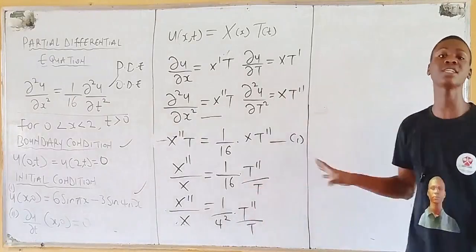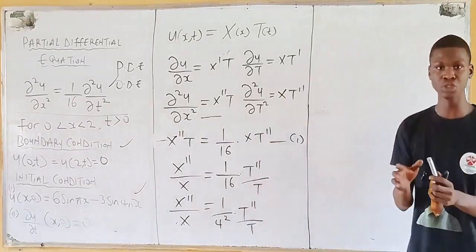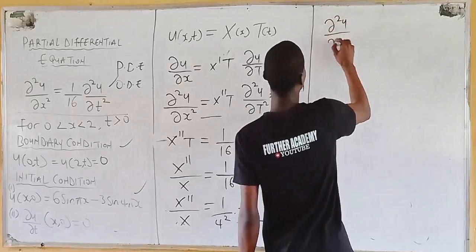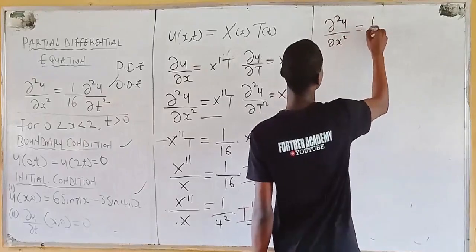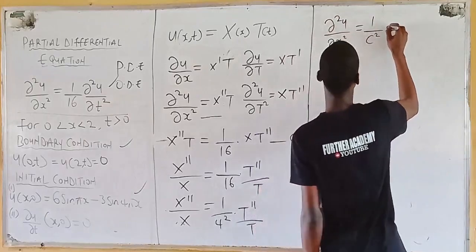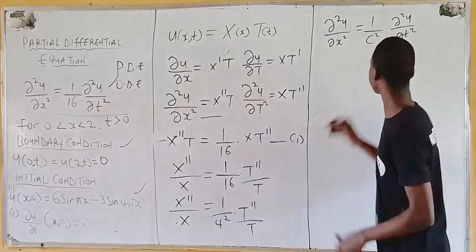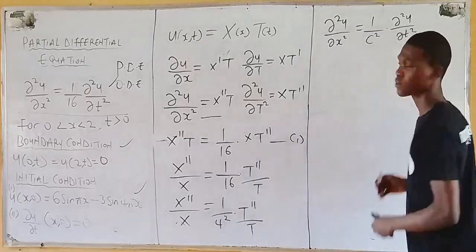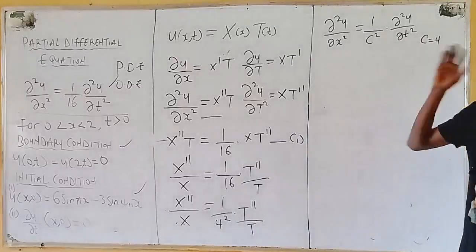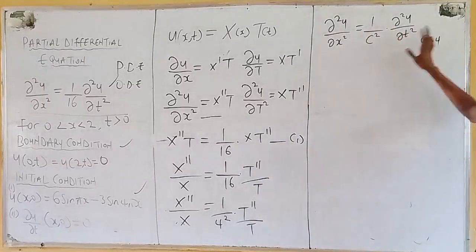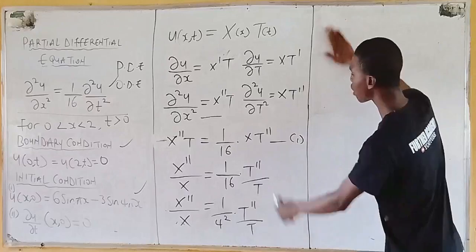We related it to the standard wave equation. Because we've said that the second derivative of u with respect to x squared is equal to 1 over c squared multiplying the second derivative of u with respect to t squared. Meaning in this case, c is what? c equals 4. Given any question, always try to put it in this format. Always try to write it in this nature. So that's what we did here.